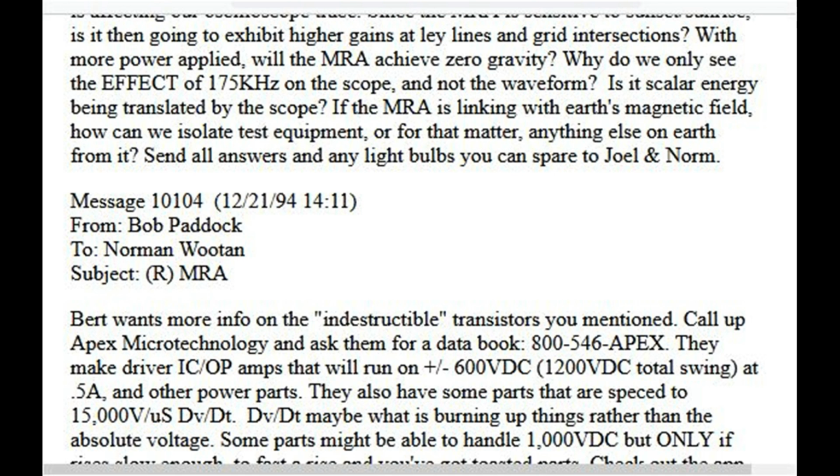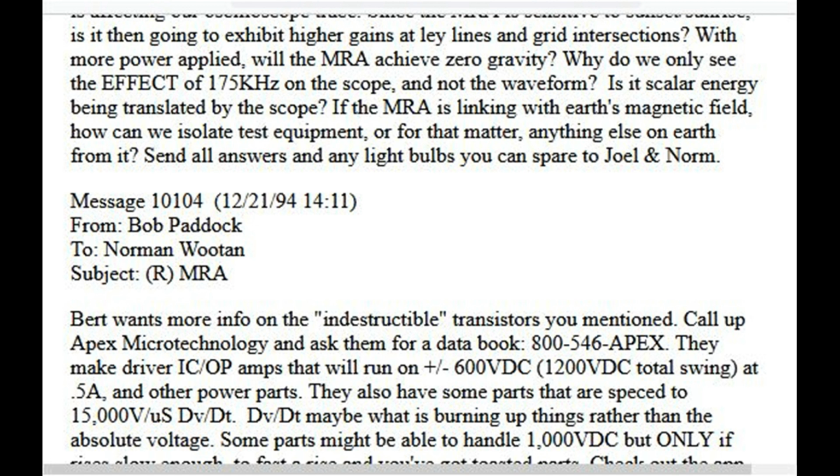Why do we only see the effect of 175 kHz on the scope, and not the waveform? Is it scalar energy being translated by the scope? If the MRA is linking with Earth's magnetic field, how can we isolate test equipment, or for that matter, anything else on Earth from it? Send all answers and any light bulbs you can spare to Joel and Norm.